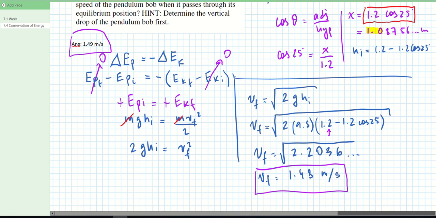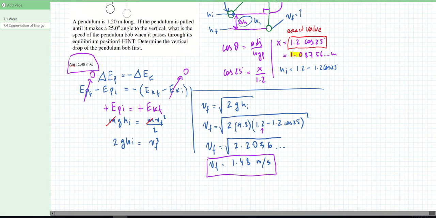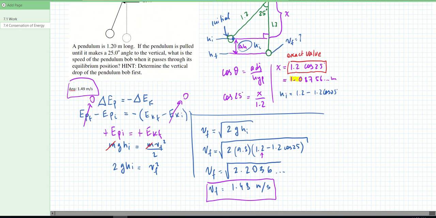But anyway, those would be the steps. So sig figs aside, these are the proper steps for solving pendulum problems. You'll have to use some trick to find the height difference, and then normally you're going to be asked to find either the velocity or the potential energy.